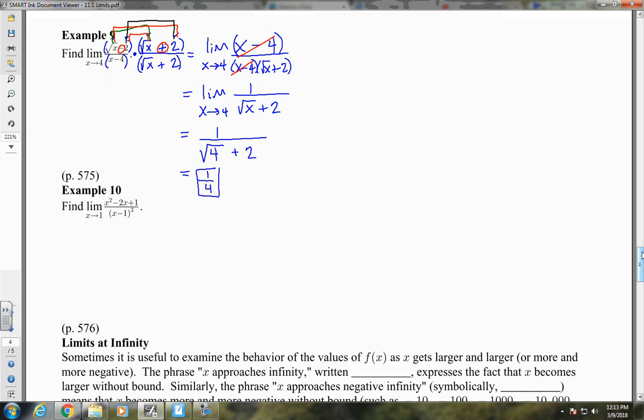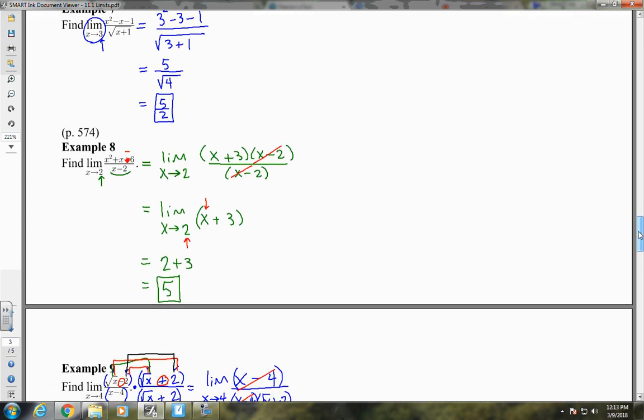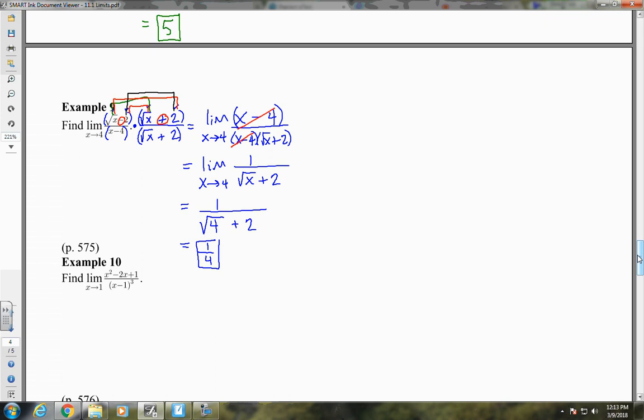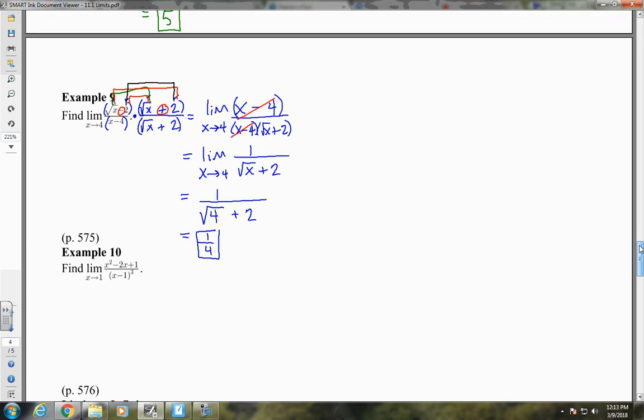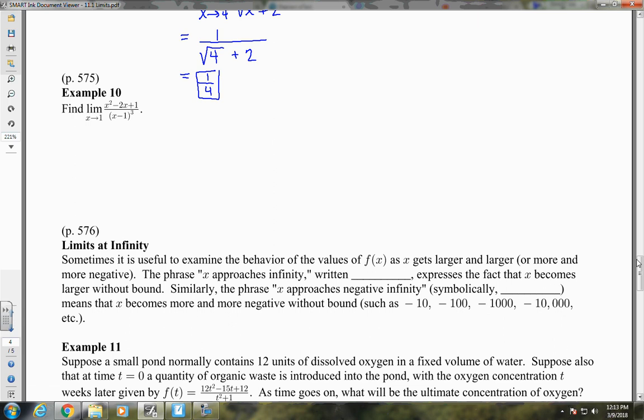Okay, so at this point we've looked at a couple of tricks. First of all, we've attempted direct substitution. If you can evaluate the limit by plugging in your target value and you get a real number, then you've calculated the limit. If that doesn't work, you can try to factor and cancel, or in this case, we looked at rationalizing the numerator. You can rationalize either the numerator or the denominator. Let's look at the next one, example number 10.